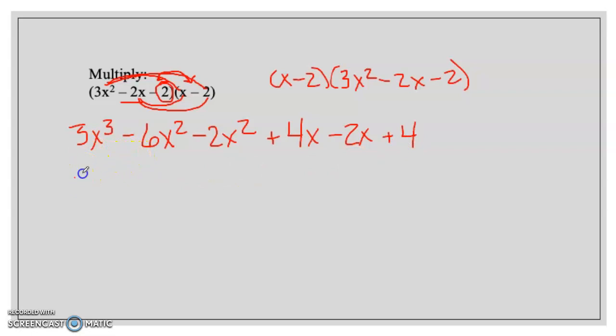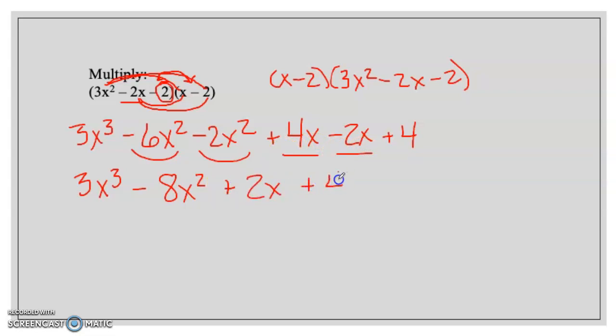Again, we add like terms. There's only one x cubed term. Here's an x squared and an x squared. So we get minus 8x squared. Add the coefficients. We have this 4x and negative 2x. They give us 2x, and then the 4 doesn't have another like term.